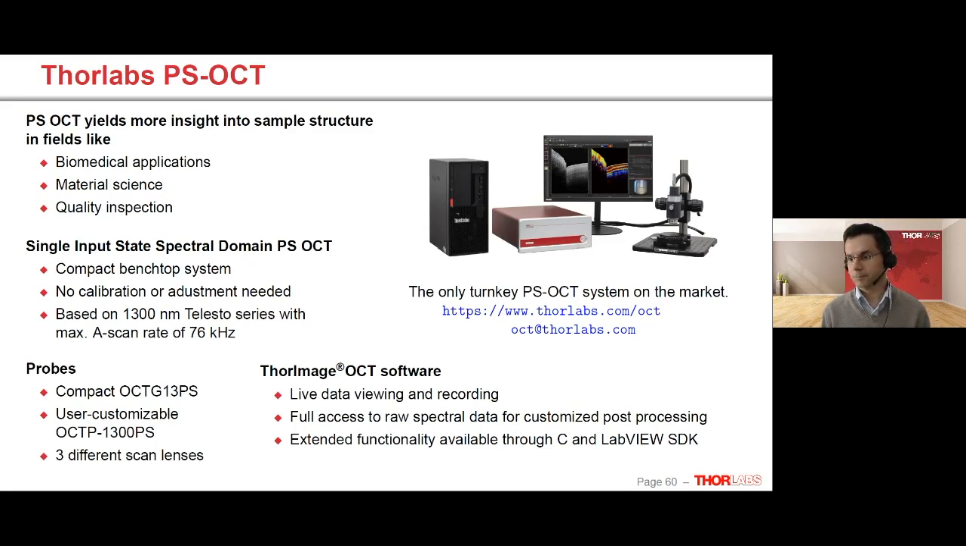Okay, the next question, how to extract the information of different layers in retardation images based on a threshold of the intensity?